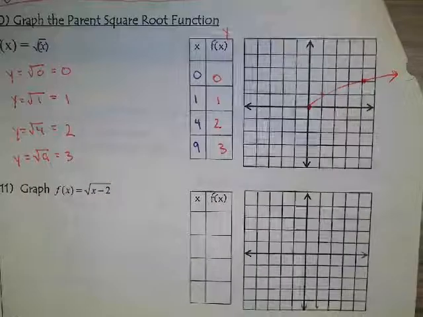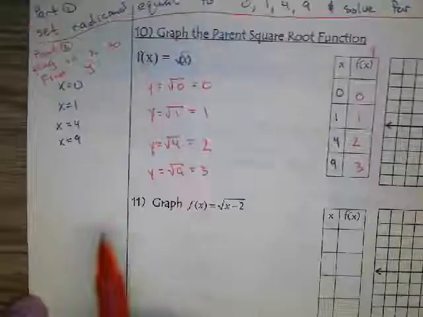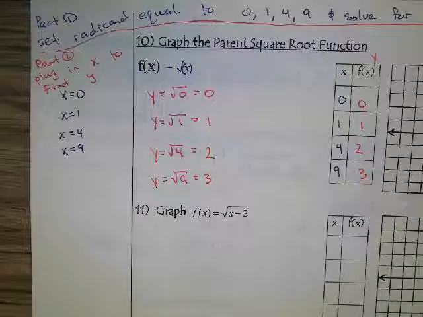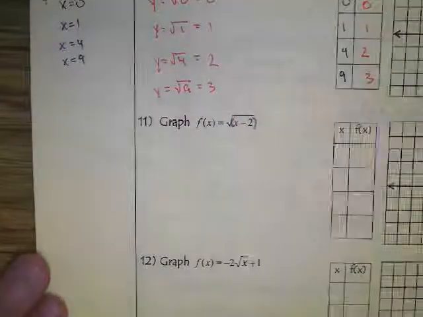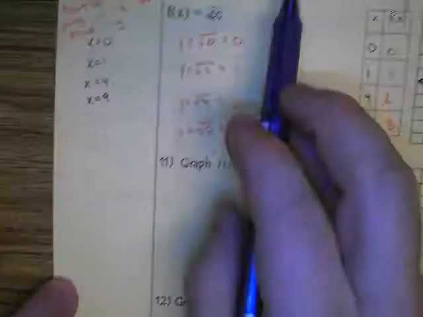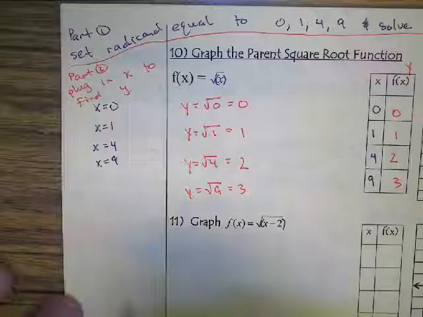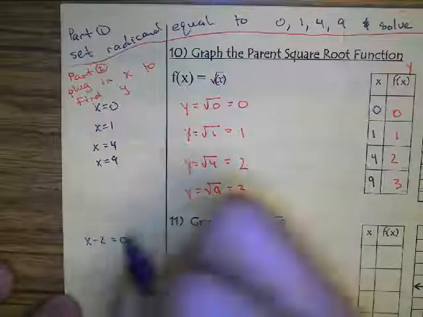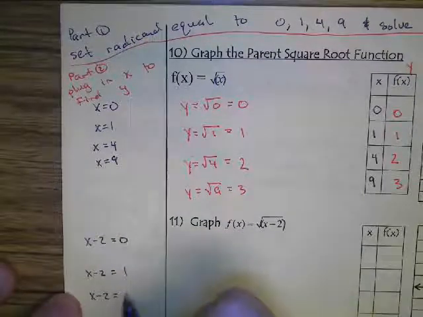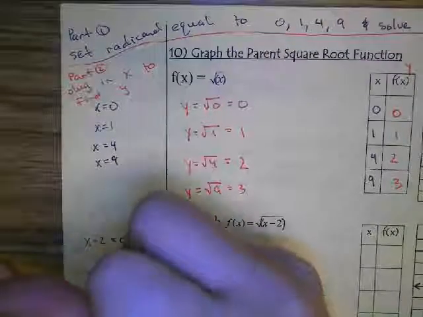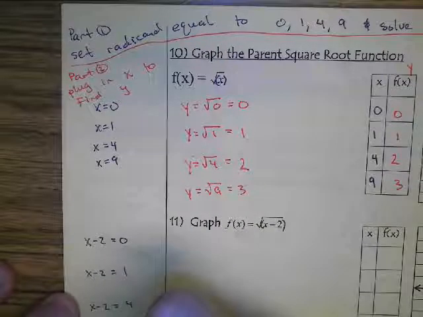Okay, so number 11 will be a great example to see why I did this part 1, because it seems kind of useless on this one, but when we go through number 11, you'll really see why I did this part 1. So part 1 is I take this radicand, and I'm going to set it equal to my 4 special values, 0, 1, 4, and 9. So x minus 2 equals 0. x minus 2 equals 1. x minus 2 equals 4. x minus 2 equals 9.